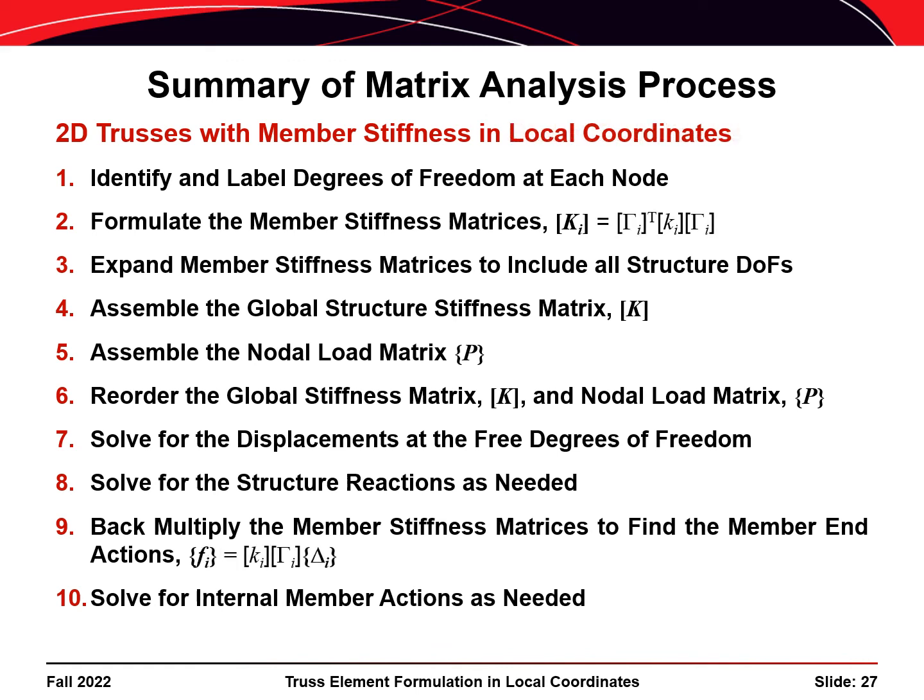The process for the matrix analysis of a 2D truss with member stiffness formulated in local coordinates is very similar to the process with member stiffness formulated in global coordinates, with the exceptions that, first, the pre- and post-multiplication process is used to determine the element stiffness in global coordinates, and second, the member end actions are transformed to the local coordinates before solving for the internal member forces.